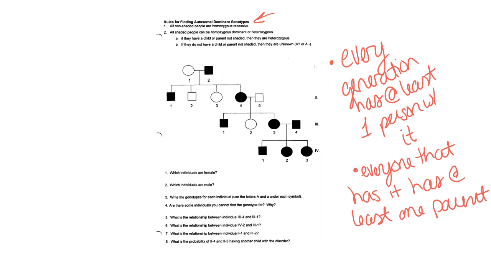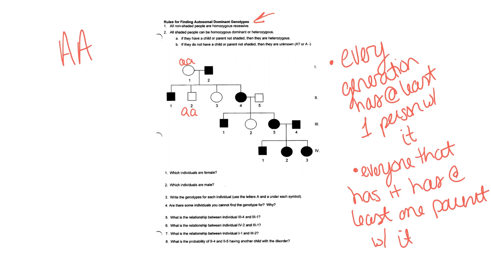So it didn't skip generations. I don't have carrier situations happening here. Okay, so one of the things I need to keep in mind here, remember, shaded people are the ones that are expressing or showing this trait. And this, again, is a dominant trait. So everybody that's not shaded doesn't have the trait. So they're going to be homozygous recessive, right?